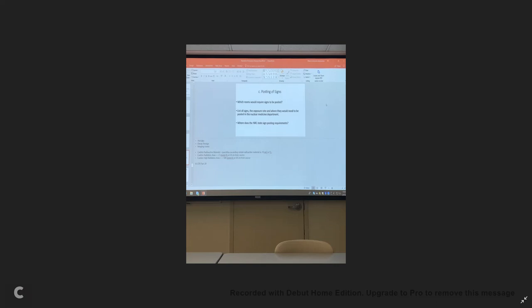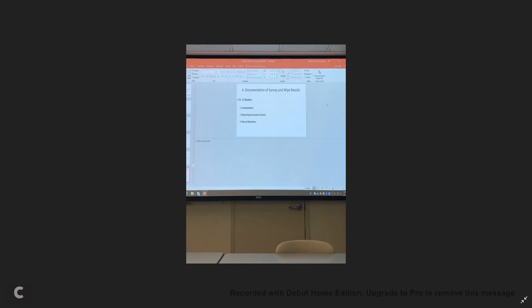List all signs, the exposure rates, and where they would need to be posted in the nuclear medicine department. Caution, radioactive materials: quantities exceeding certain radioactive materials, 10 millicuries of Tc. Caution, radiation area: greater than 5 millirems an hour at 30 centimeters from the source. Caution, high radiation area: greater than 100 millirems an hour at 30 centimeters from the source. Where does the NRC state the sign posting requirements? They are in 10 CFR Part 20.